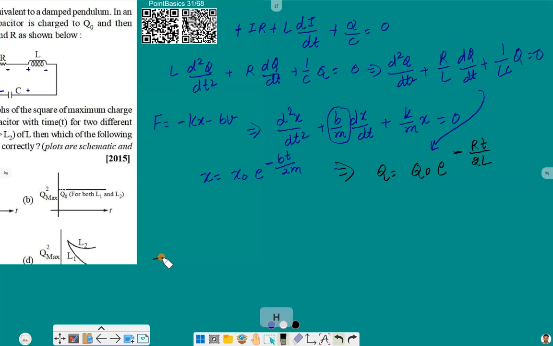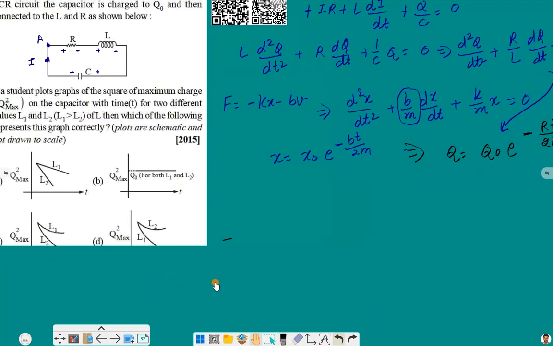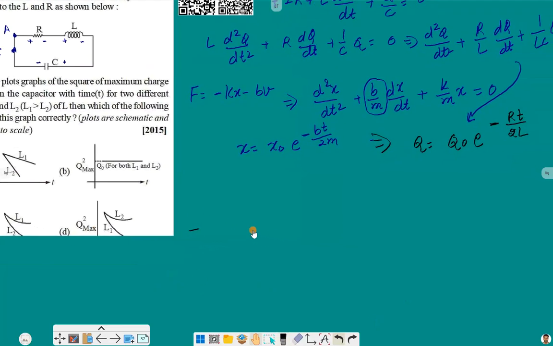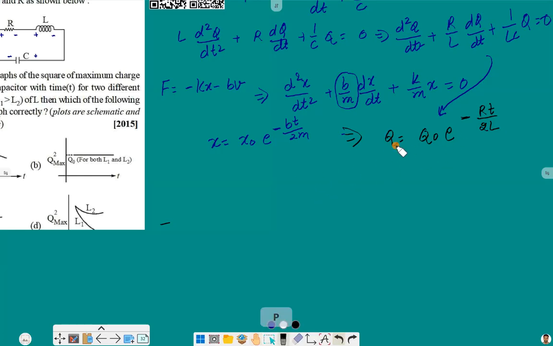Now we have to plot a graph for q square versus t. So we have to form q square here. Squaring both of these sides, we get q square is equal to q node square e raised to power minus Rt by L. And now I can further write it as q square is equal to q node square divided by e raised to power Rt by L.